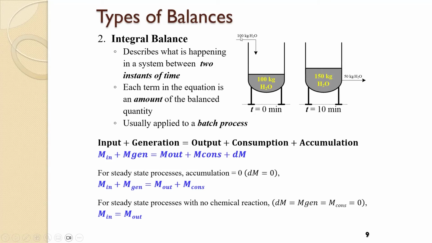So there is still a balance: this one plus this should be 100 plus 100, 200. This one plus this should be 150 plus 50, still 200. So for steady state processes, the accumulation is zero. And then if there are no reactions, generation and consumption should be zero.